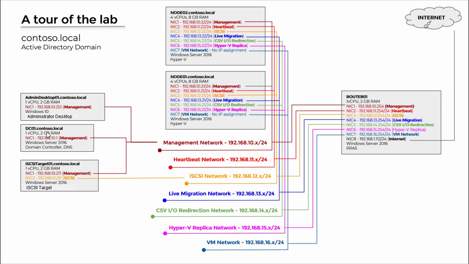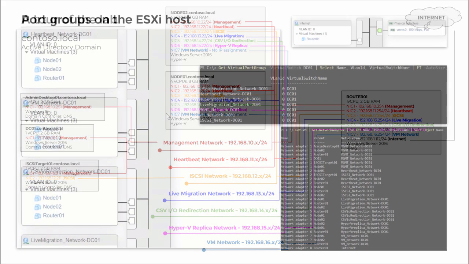All the VMs are joined to the AD domain contoso.local except the router 01 virtual machine, which is not required to be joined to the AD domain. Lastly, I have another virtual machine called admin desktop 01, which is a Windows 10 client. This will be the virtual machine which I'll be using to deploy and manage this entire lab infrastructure.